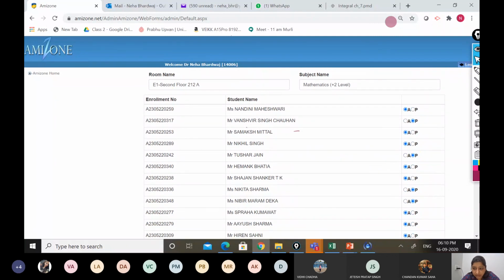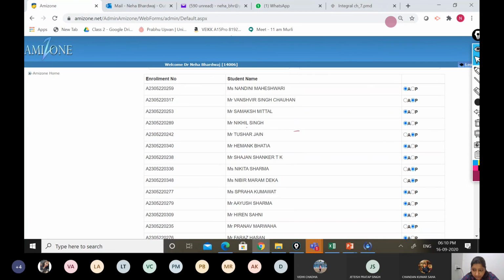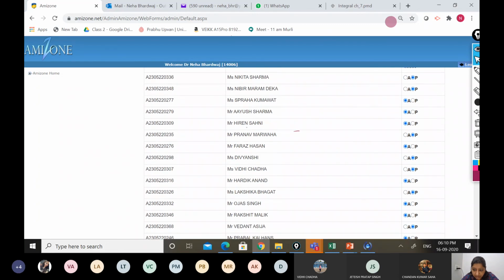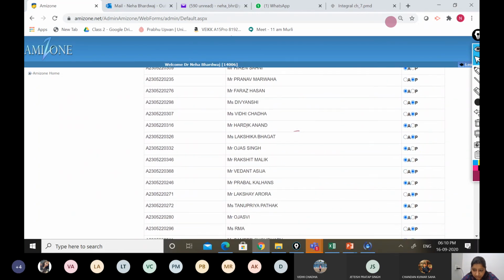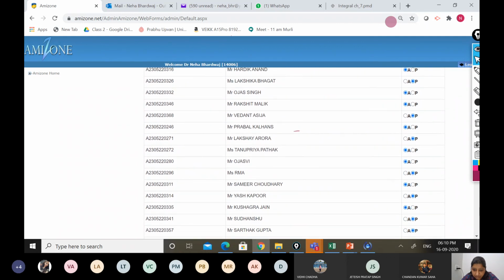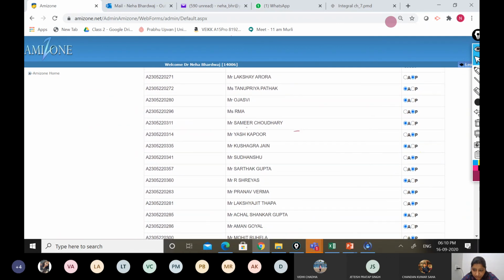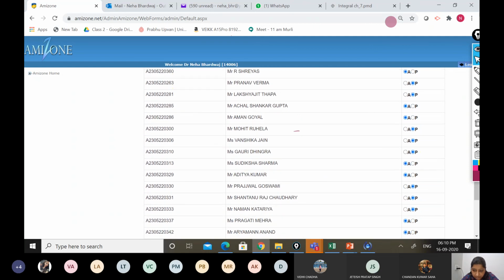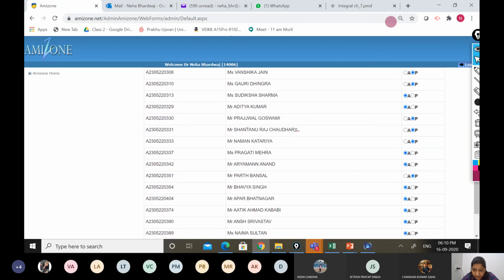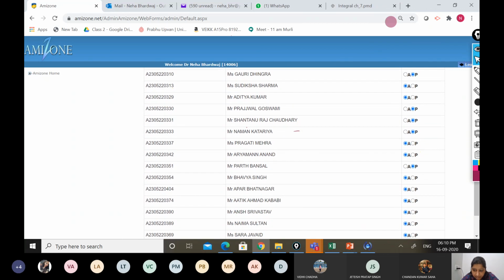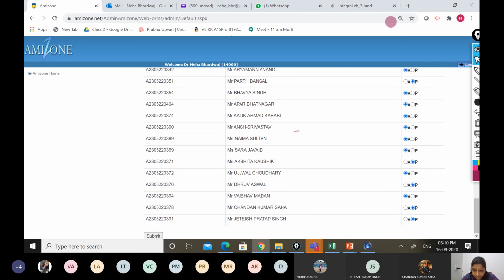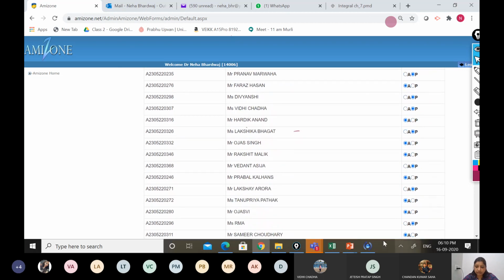Okay, I'm telling you the absentees. Nandini, Samaksh, Nikhil, Himang, Shazan, Spraha, Ayush, Hiren, Faraz, Hardik, Ojas, Rakshit, Prabal, Tanupriya, Ojaswi, Sameer, Kushag, Shreyas, Achal, Aman, Sudiksha, Aditya, Pragati, Aryaman, Bhavya, Apar, Atik, Ansh, Naima, Sara, Ujjwal, Vaibhav. That's it. These are the absentees, right?